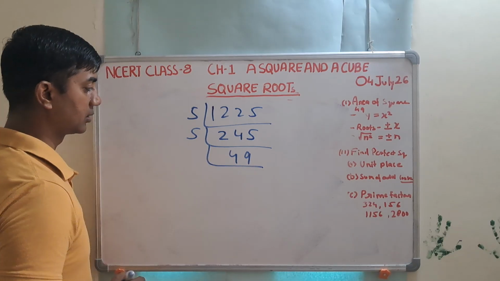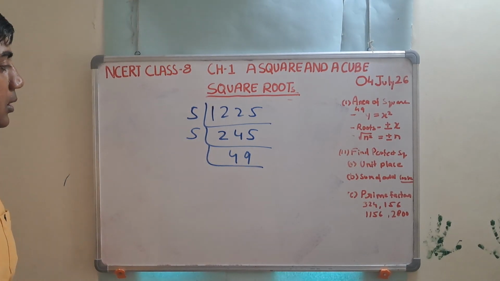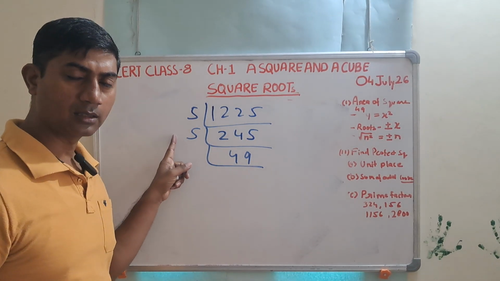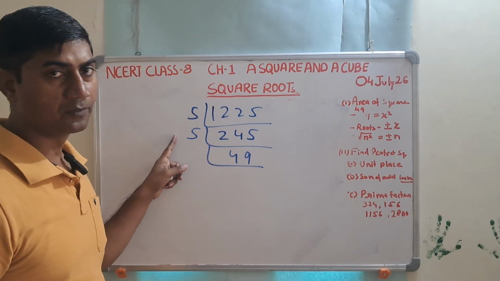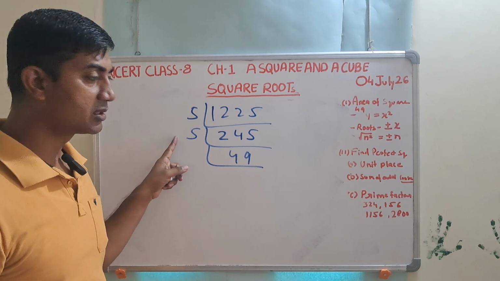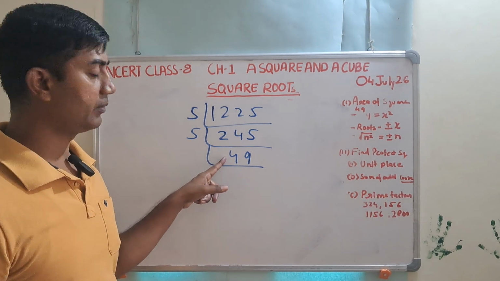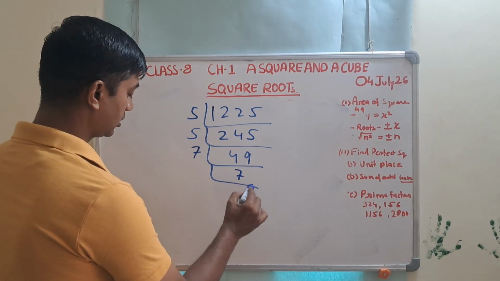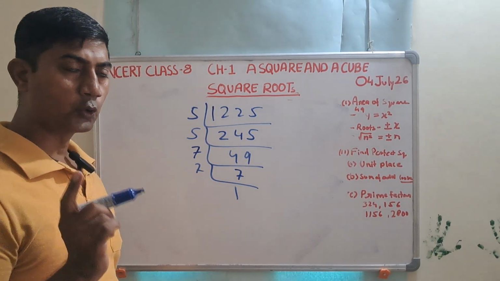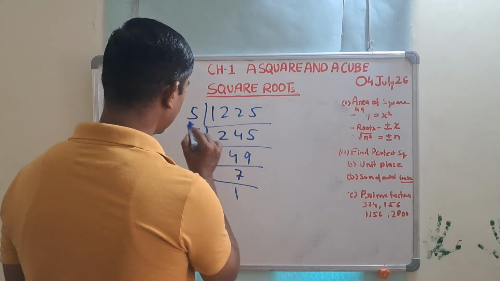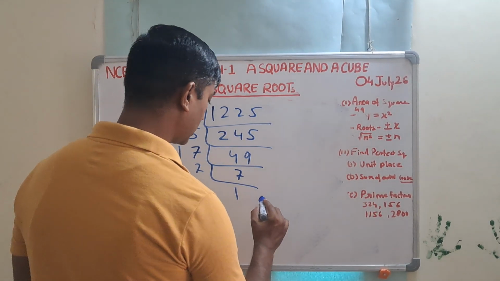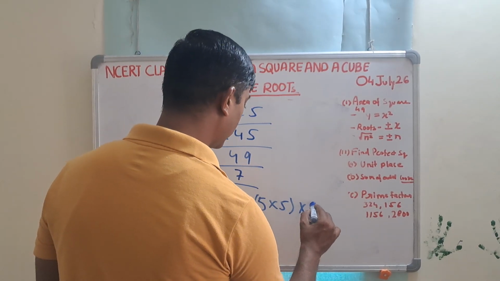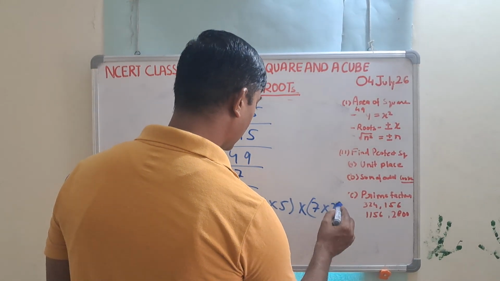Now, is this number divisible by 2? No. Already we have checked 2 and 3 and 5. Now the next prime number is 7. Is this number divisible by 7? Yes. So we got two pairs. What are these two pairs? 5 into 5, one pair, and 7 into 7, another pair.